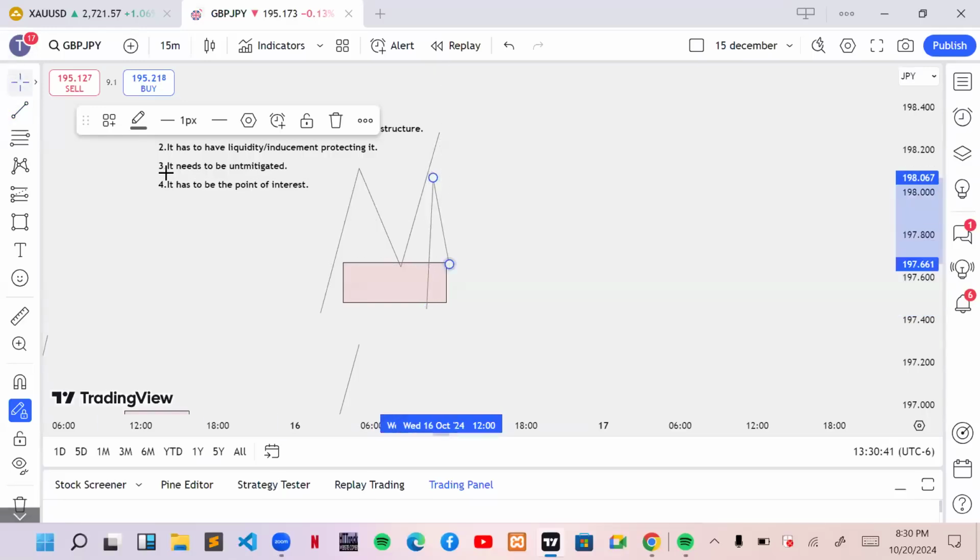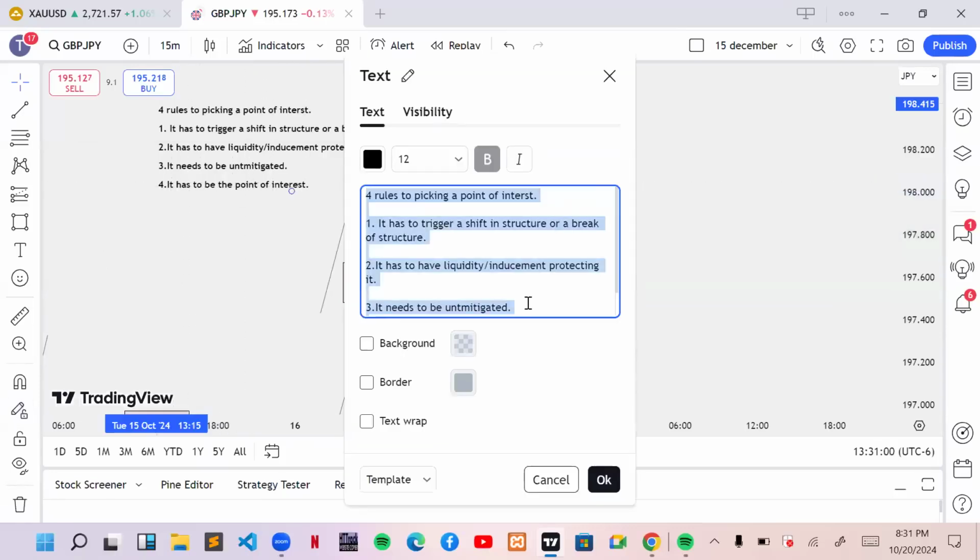So the third rule says it needs to be unmitigated. It means after market has broken structure, or after there's a shift in market structure, that point of interest they're looking to pick has to not have been tapped into before. Price needs to not have tapped this point of interest before. That's what I mean. So the fourth rule now says it has to be the point of interest that is closest to liquidity.